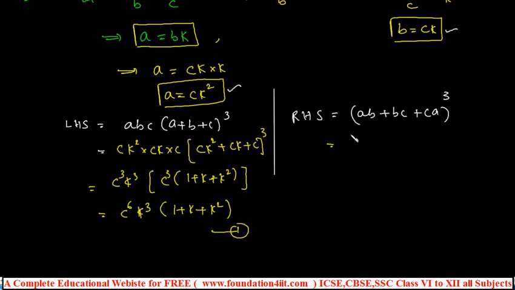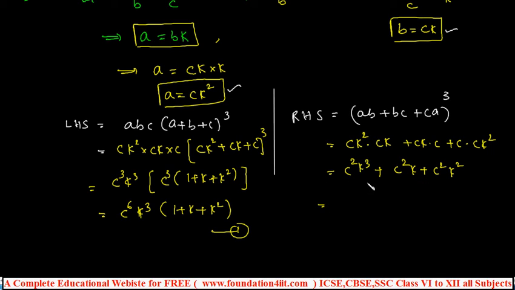Here is A into B. So A is CK square, because AB, BC, CA, everything we convert into the single letter, that is C and K. CK square, and B is equal to C into K. Plus again CK into C, and C into A is CK square. Just to simplify this: from CK square times CK, C square K cube, plus C square K plus C square K square.